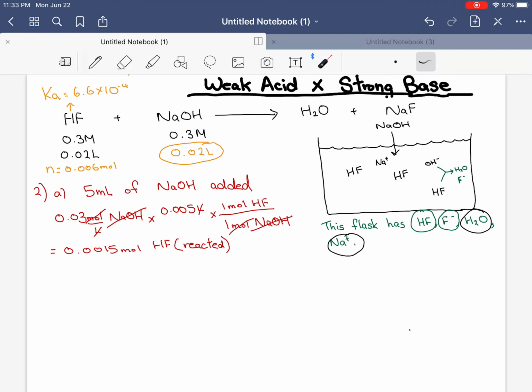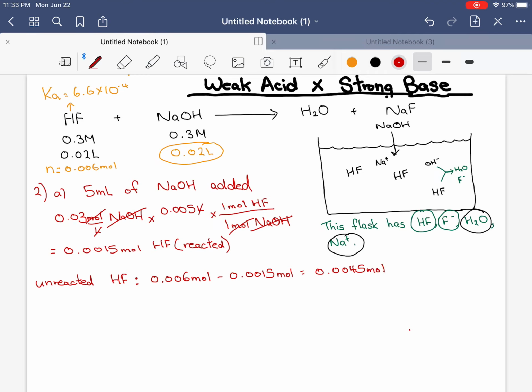Simple, right? Now, before we begin the process of finding pH, I need to know two information. One information is that I need to know what is the unreacted HF, and eventually what's the concentration of that. Okay, now we've seen how this is done. All we need to do is take the original amount, which is 0.006 mole, and you're going to subtract that by whatever that was reacted, so 0.0015 mole, and that will give me 0.0045 mole. Hopefully my subtraction was right.